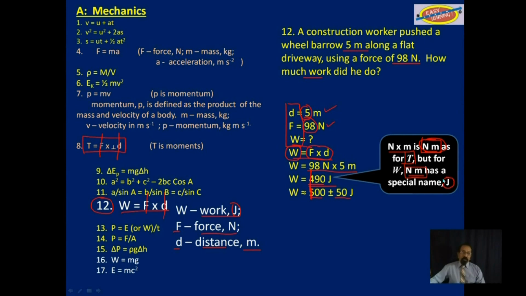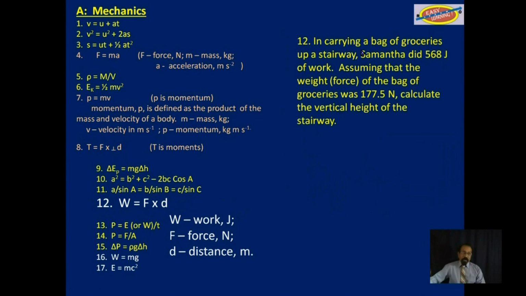So you cannot leave this here as Newton meter, saying you're multiplying Newton by meters, and so the answer is Newton meters. No, in the case of work or energy, we have to make sure that that Newton meters is listed as joules. So you could also say 500 joules, correct to one significant figure. All right, let's look at another example.